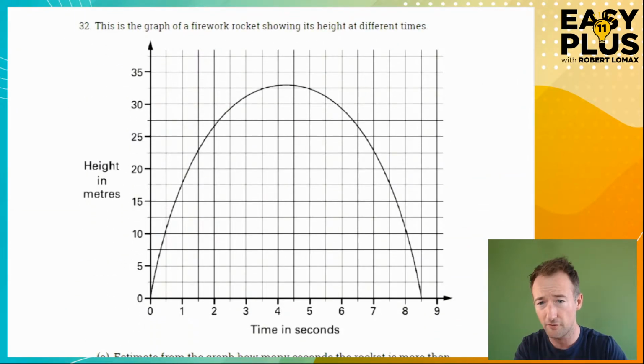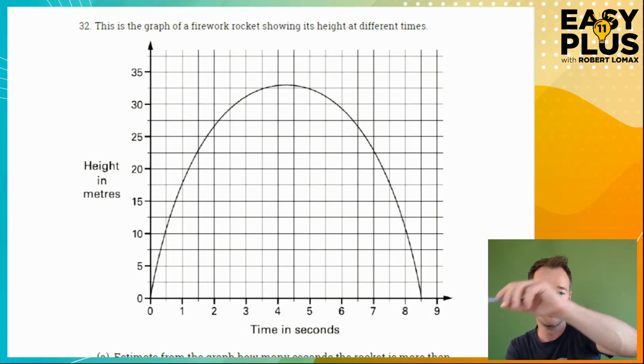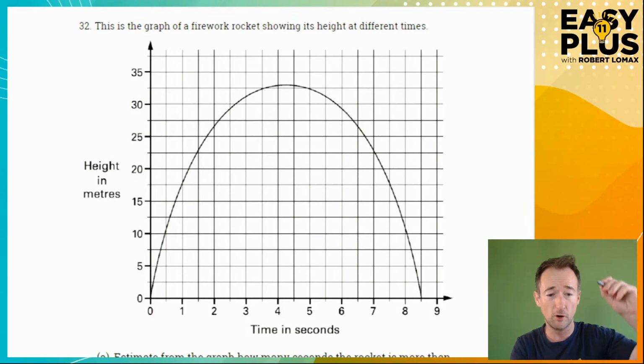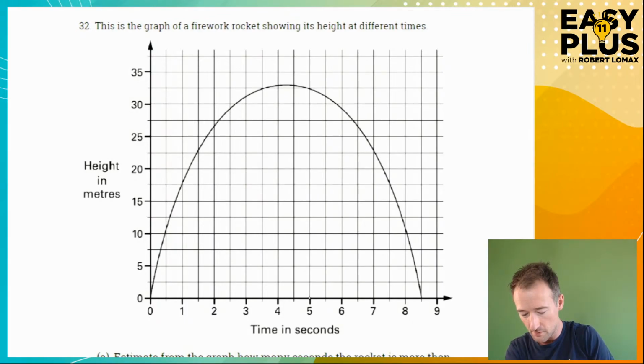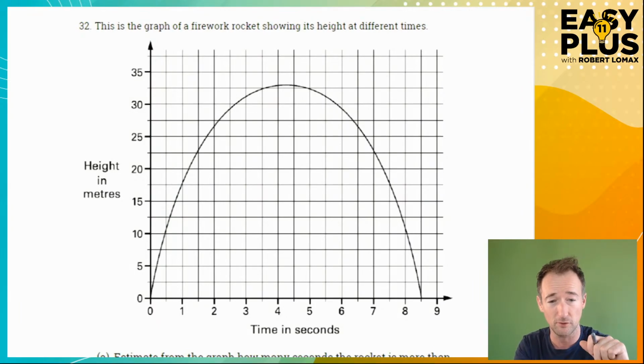This is the graph of a firework rocket showing its height at different times. Okay? Now this might look like a map of its path. But of course the rocket, for all we know, just goes straight up and down. But the fact is that over time it gets higher and then gets lower. So there's nothing here about the distance it travels from its starting point, or horizontal distance. It's all about height, vertical distance.